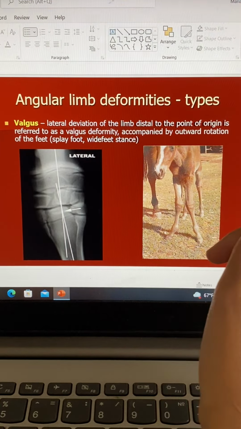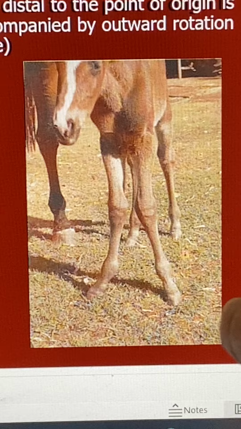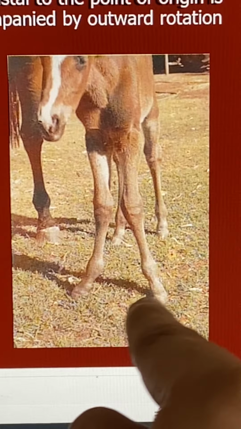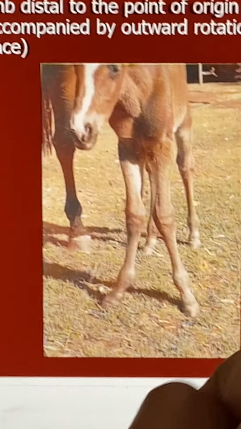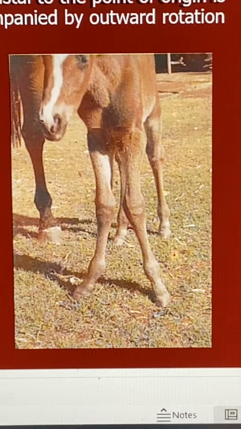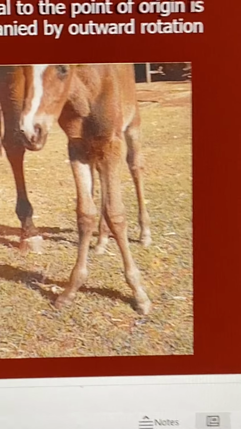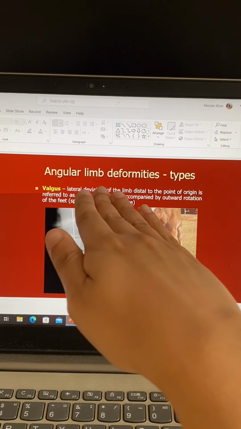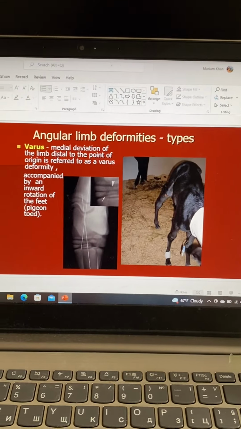There's first valgus. It could look like this, let's call it a triangle shape. What you get is a lateral deviation of the distal limb to the point of origin, and this is referred to as a valgus deformity, VALGUS. And what you get is an outward rotation of the feet, so a splaying foot or wide feet stance. It's not just that your foot's going out, there's a rotation there outwards.